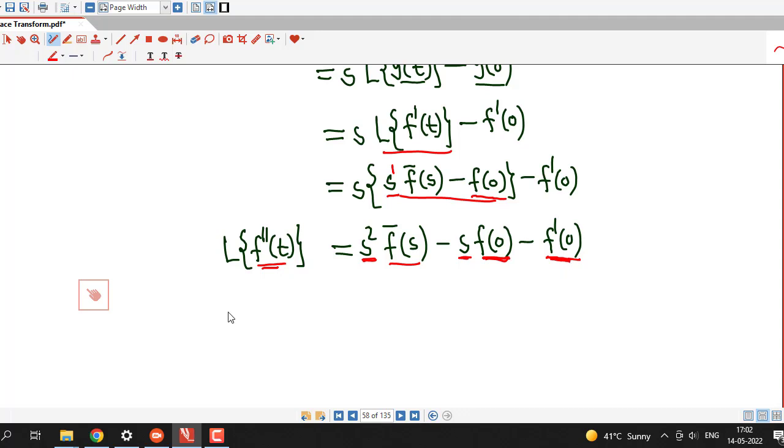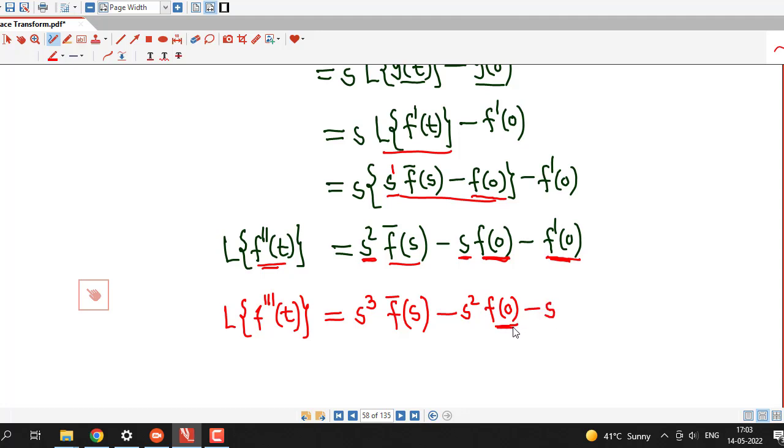So from this we can generalize this for higher order derivatives. Suppose I want to write down the formula for the Laplace transform of the third derivative of f of t. Then if I have the second derivative, I start with s square. Here I will start with s cube into the Laplace transform of f, which we have denoted by f bar. Now I am decreasing the power of s. So s square, I will start with the value of the function at 0, that is the zero order derivative of f at 0. Then again decrease the power of s.